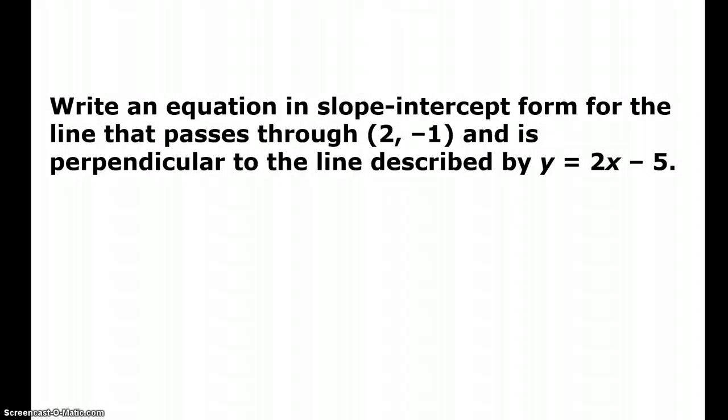Okay, this should look like yesterday. Write an equation in slope-intercept form for a line that passes through this point and is perpendicular to this. So, what are the only two things you need to write the equation of any line? You have to have a point, you have to have a slope. And what do we already have? We have a point, so we've got that covered. So we're looking for a slope.